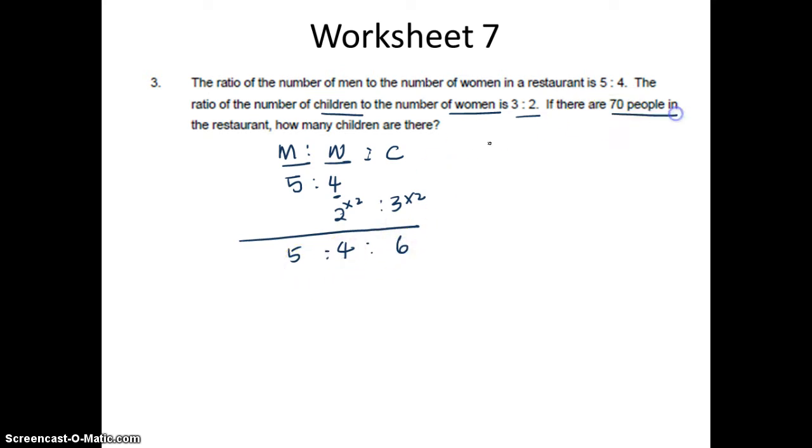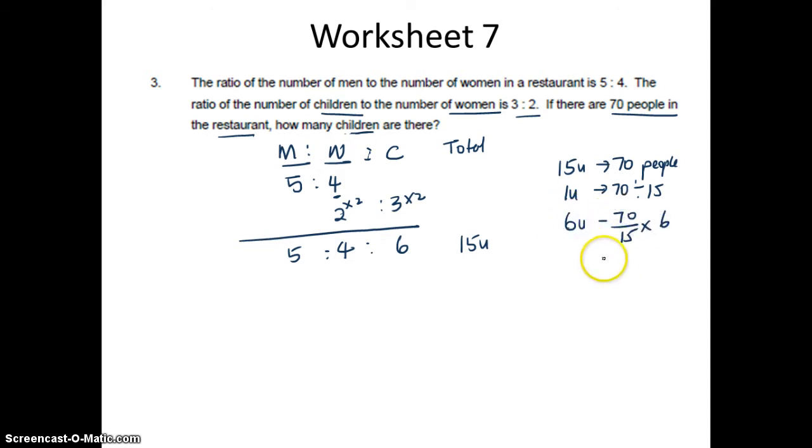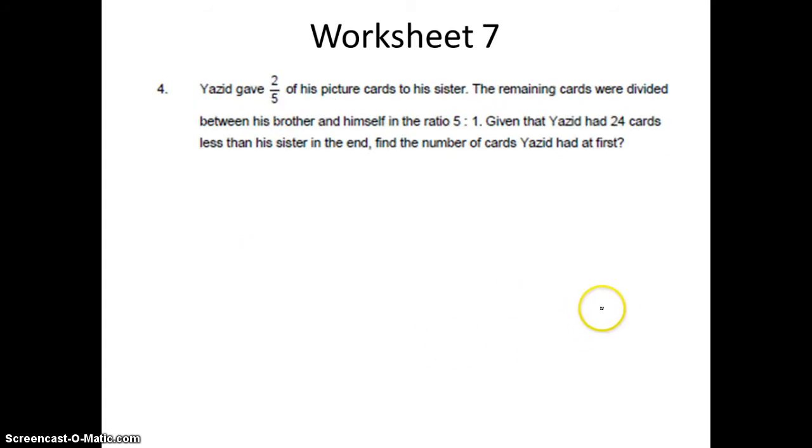What if there are 70 people in the restaurant? So the total number of unit will be 5 plus 4 plus 6, which is 15 unit. So 15 unit is 70 people. 1 unit will be 70 divided by 15. And I want to find how many children. So 6 unit. So 70 divided by 15 times 6. And the answer is 28 people. 28 children, sorry.